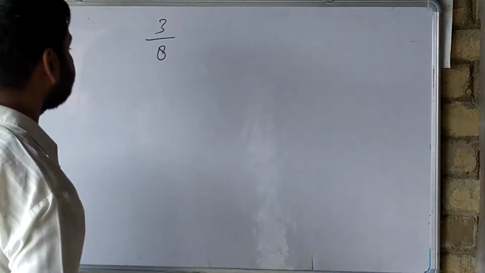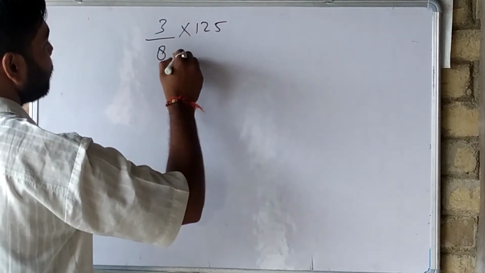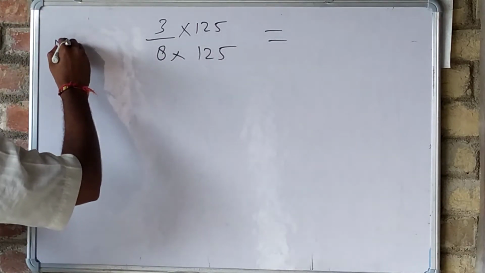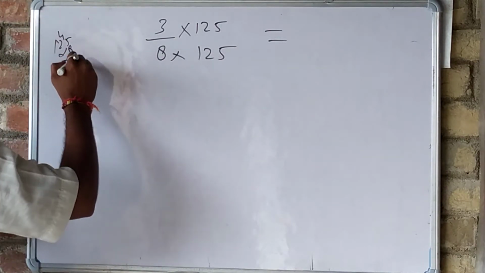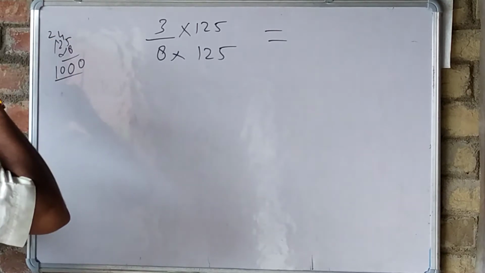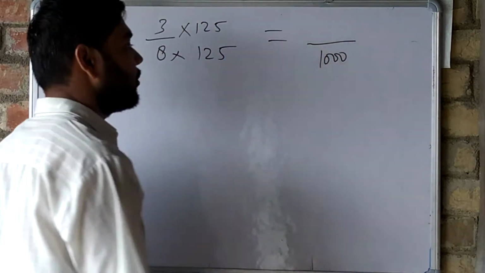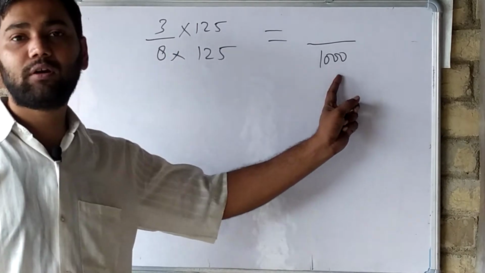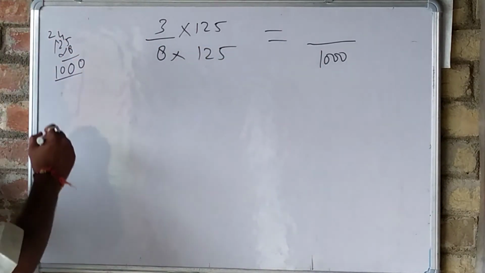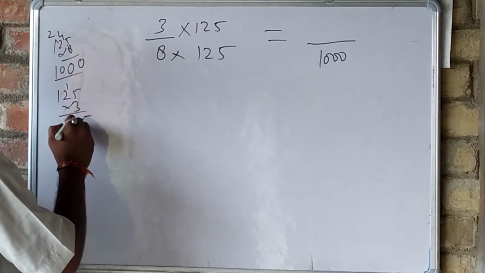See here, 8 into 125. If we do 8 into 125, what happens? 8 5s are 40, 8 2s are 16 plus 4 is 20, 8 1s are 8, plus 2 is 10. So the result is 1000. Now we see that the denominator is converted to a power of 10. Now we multiply 125 with 3. What will be the answer? 3 5s are 15, 3 2s are 6, plus 1 is 7, 3 1s are 3.